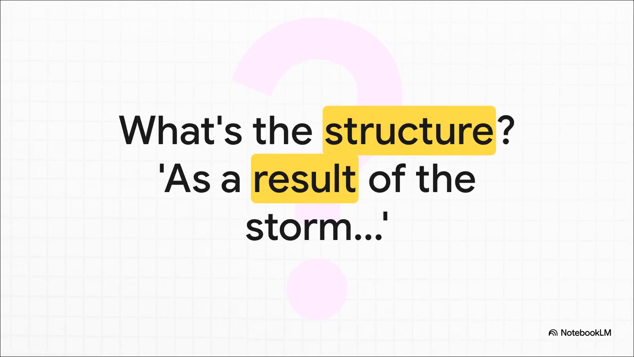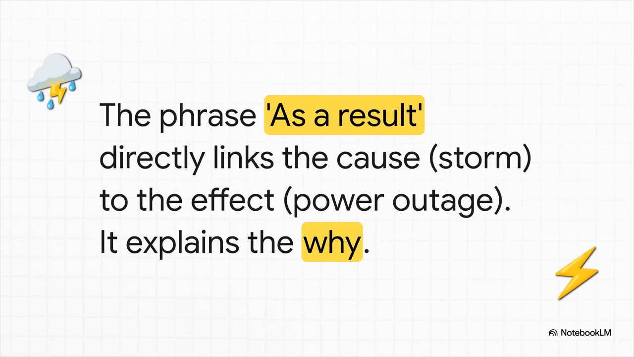Okay, next up, as a result of the storm, the power went out. Did you hear that? One thing is happening because of another thing. What do we call that? You got it. Cause and effect. That little phrase, as a result, creates a direct link. The storm is the cause. The power outage is the effect. It's all about connecting the why to the what.